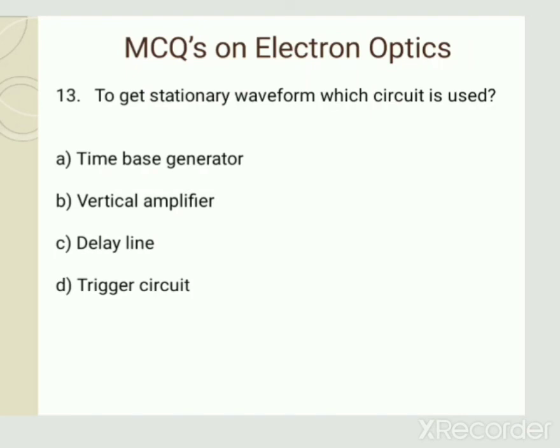To get a stationary waveform, which circuit is used? To get a stationary or steady waveform on the CRO screen, the trigger circuit is used. So option D is correct. And the delay line is used to delay the signal, the vertical amplifier is used to amplify the signal, and the time base generator is used to generate the sawtooth voltage. So to get a stationary or steady waveform, the trigger circuit is used.